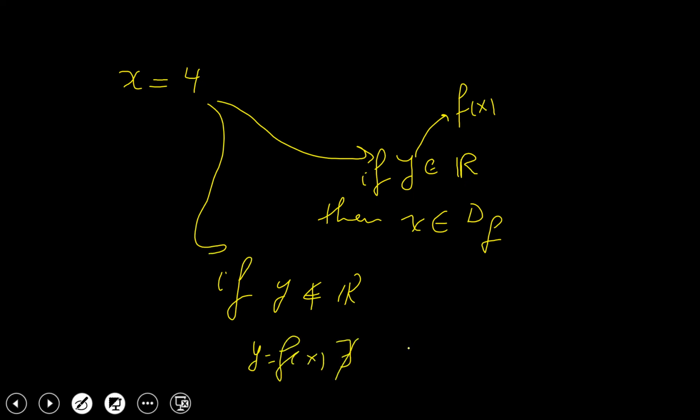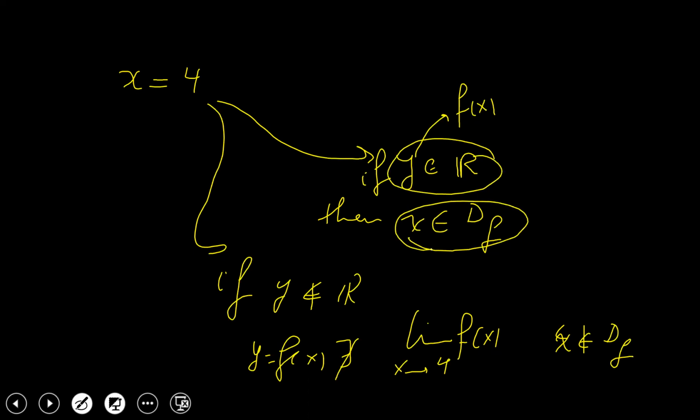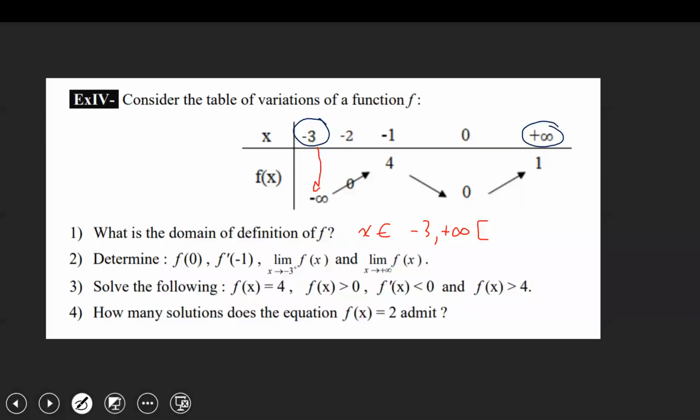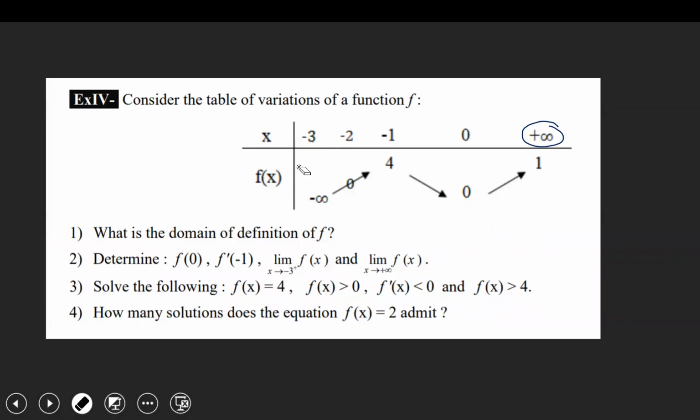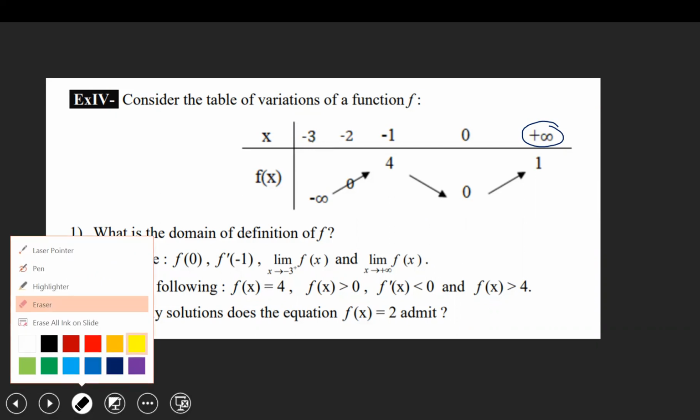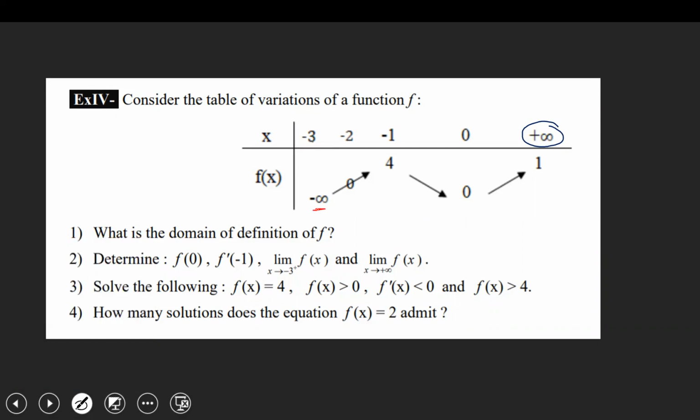And instead of it, we have the limit of f of x as x tends to this number. So in this case, we say that the given number x, which is 4 here, does not belong to the domain of definition. So simply, if the answer is a real number, then x is in the domain. If the answer is not a real number, like infinity, for example, then we say x is not in the domain. So here, back to our question, as the image of -3 is minus infinity, this means that -3 is not in the domain.